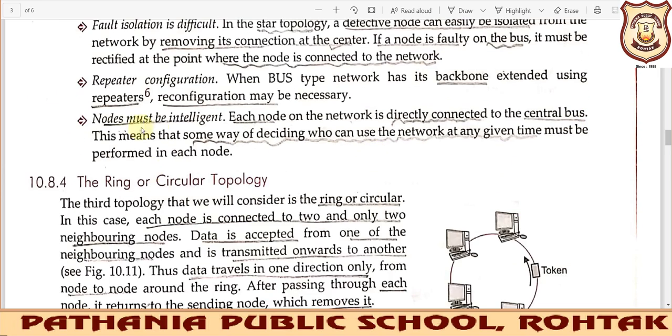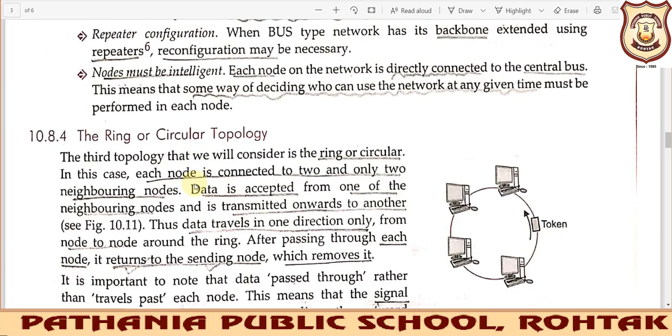Okay, the nodes must be intelligent also. They must know who has to consume the data that is being transmitted from one end.